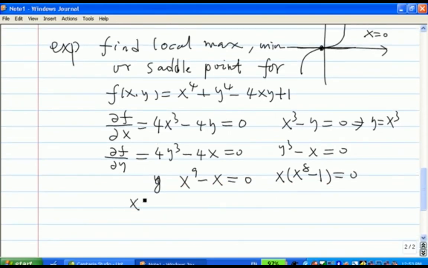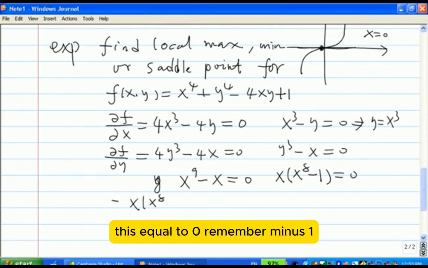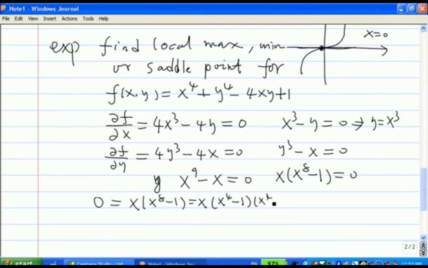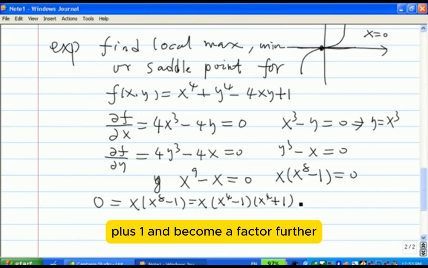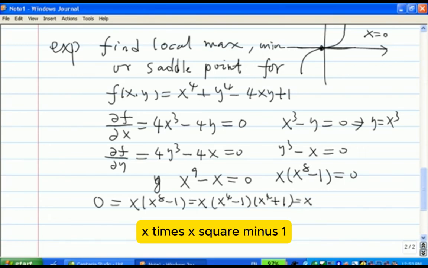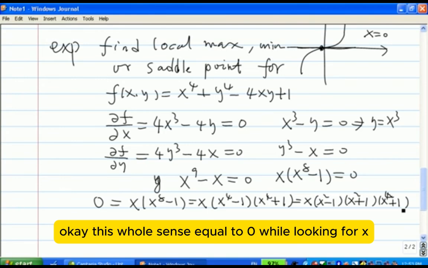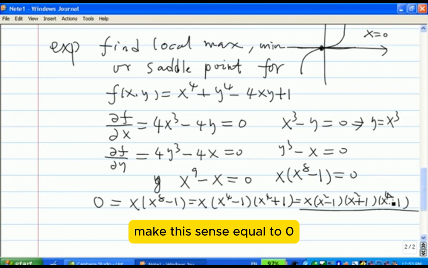And x times (x to the 8th minus 1) is equal to 0, remember. This one can be factored as x to the 4th minus 1, right? Then x to the 4th plus 1. And it can be factored further: x times (x squared minus 1)(x squared plus 1)(x to the 4th plus 1). Okay, this whole expression equals 0. We're looking for x that makes this expression equal to 0.